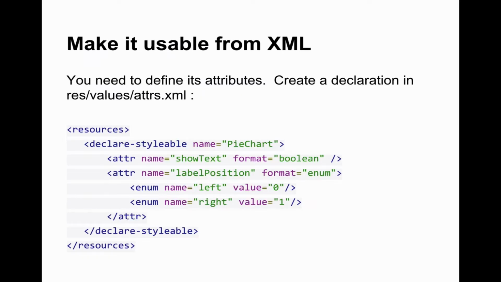Okay, so when you define a new class such as PieChart, you can make it usable from XML, and I have a few slides on it. So essentially you need to write some declaration in res values attrs.xml. So this is a file where you can define attributes that are stylable for a new view class. This sounds very complicated, but we are designing a new view class. We need to make it so that we can change its attributes from the XML layout file, and so we need to declare what the possible attributes are.